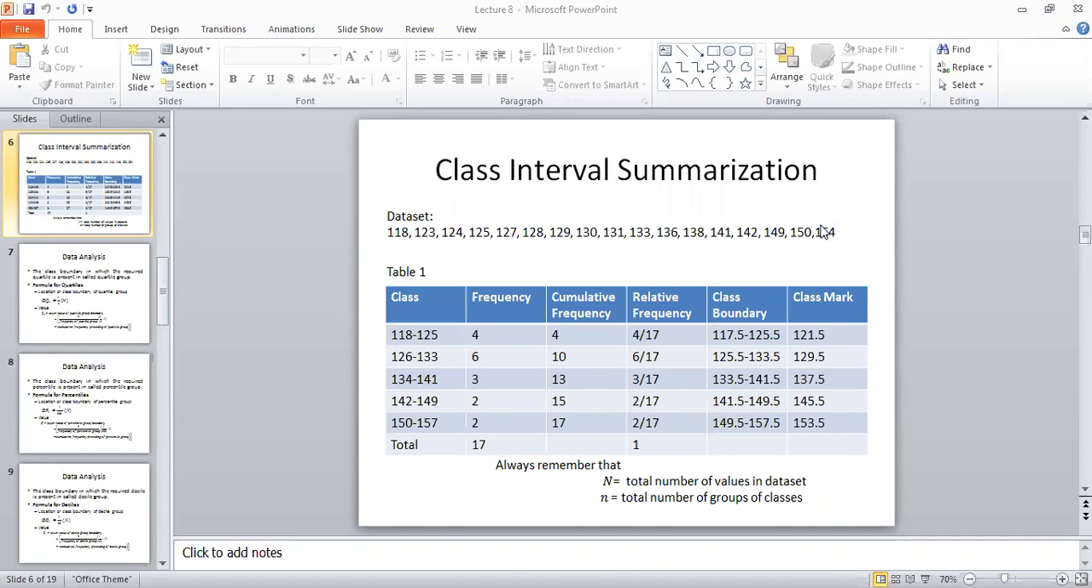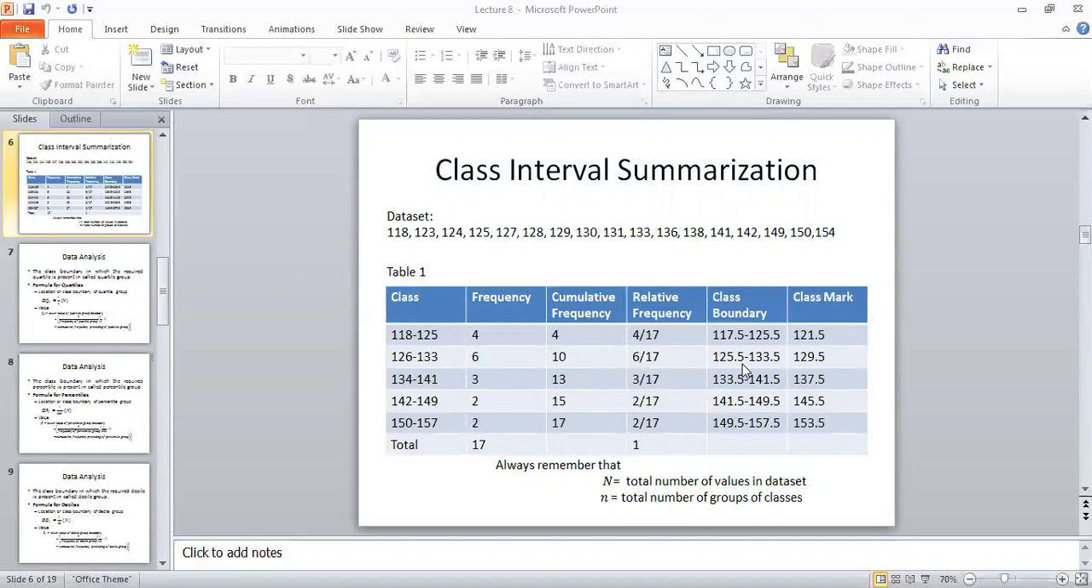Just to give a brief review, earlier we had this data set, which is given over here, from 118 to 154 as you can see, and we had summarized this data in the form of a class interval summarization table, and the table that we obtained was this. If you want an idea of how we obtained this table, we can refer to the video lecture in which we learned how this interval summarization is done.